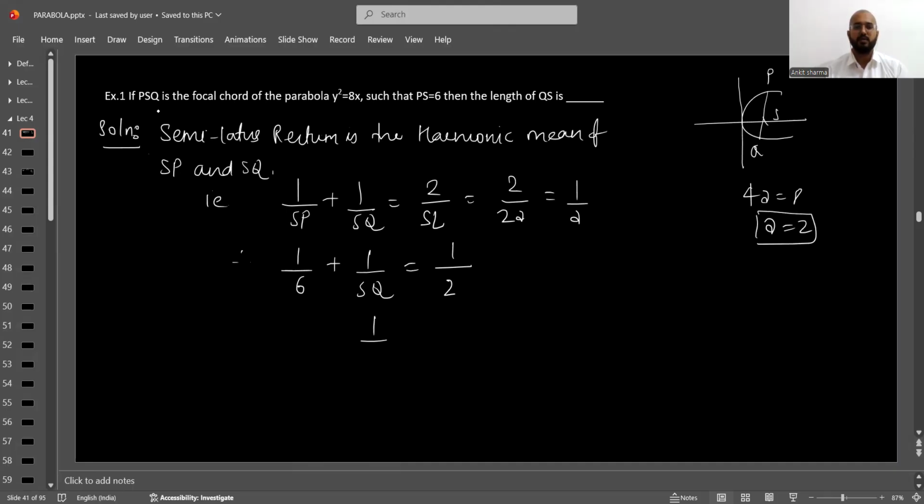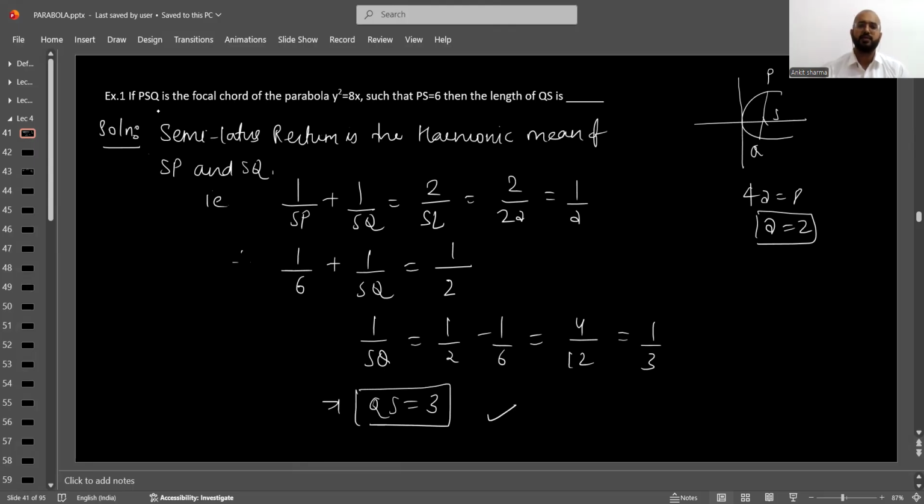So now I want 1 over SQ. This turns out to be half minus 1 over 6. This is 6 minus 2. You can take the LCM if you want. So this turns out to be 4 over 12, which is 1 over 3. So from here we get QS is equal to 3. And this completes my problem. So here we have solved this problem just by using a simple property. Now, let's go ahead and we'll do some more.